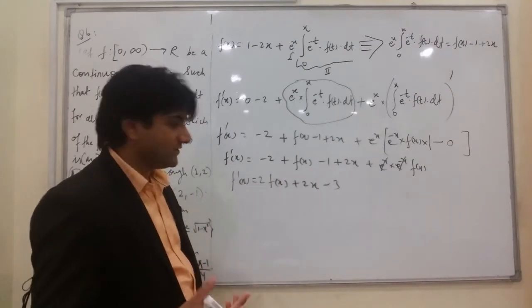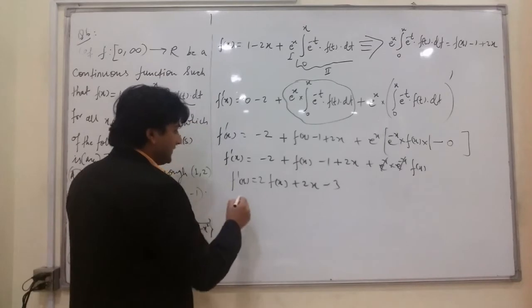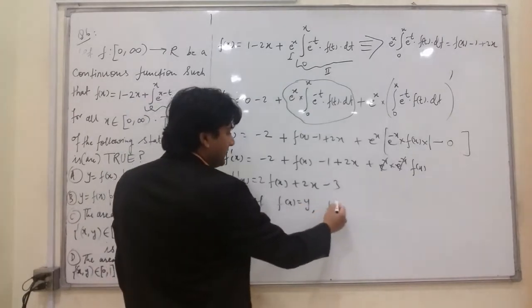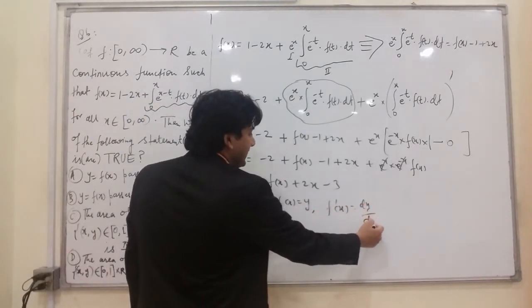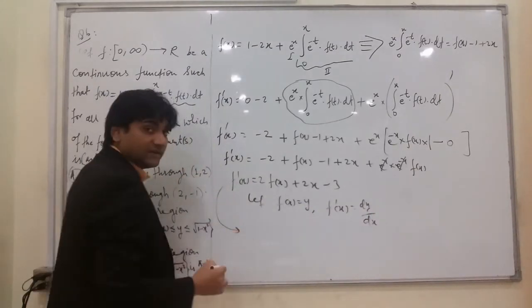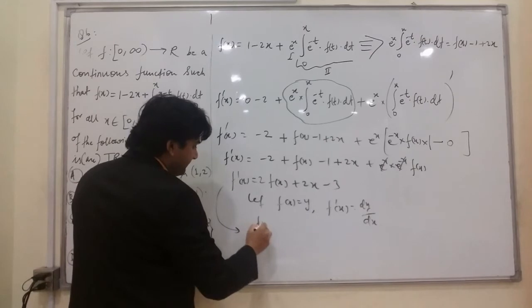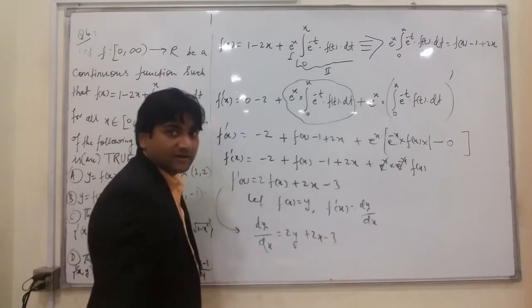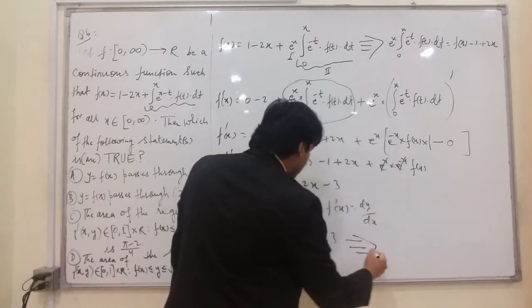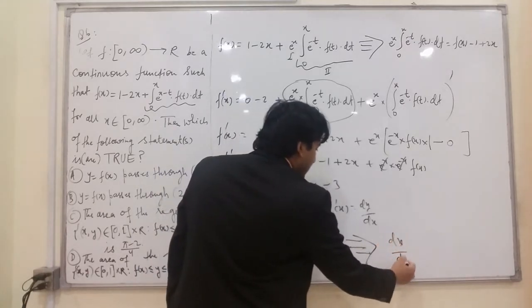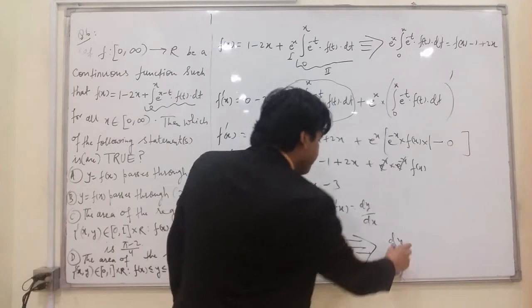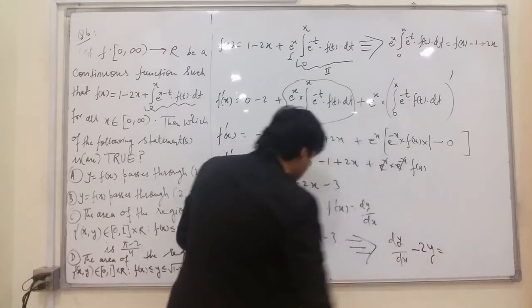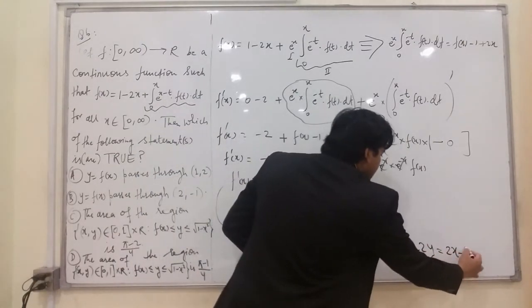Now this one is a differential equation, but a very simple differential equation. Let f x be y. So obviously f dash x would be dy by dx. Then you can convert this into your known differential equation. This would be dy by dx equals 2y plus 2x minus 3. And you can also write dy by dx minus 2y equals 2x minus 3.